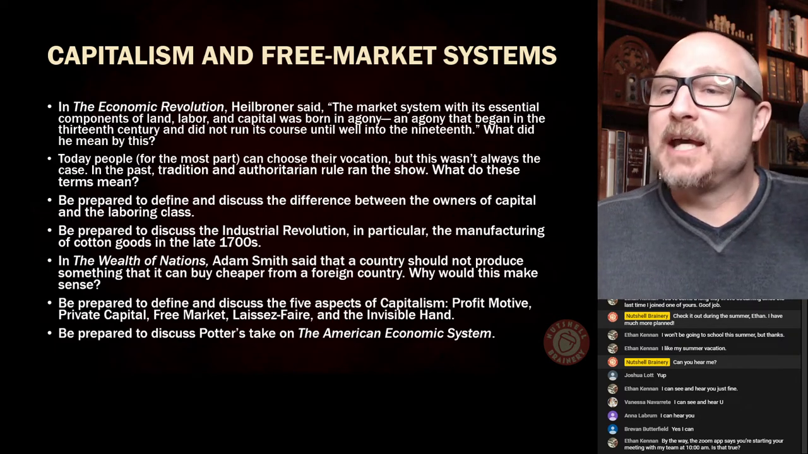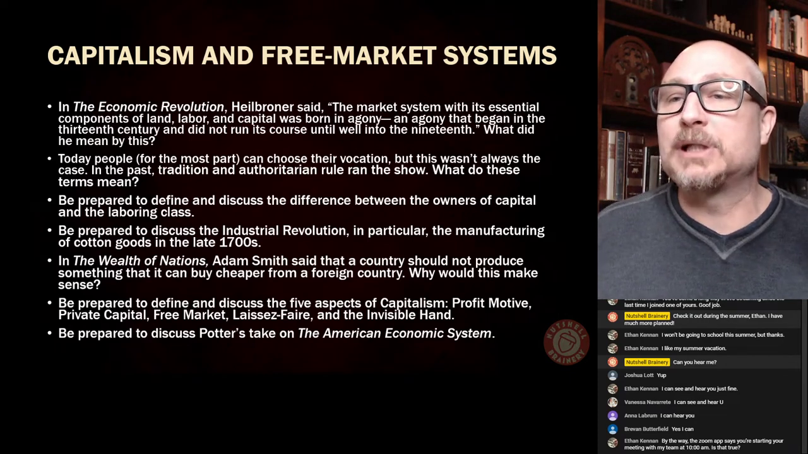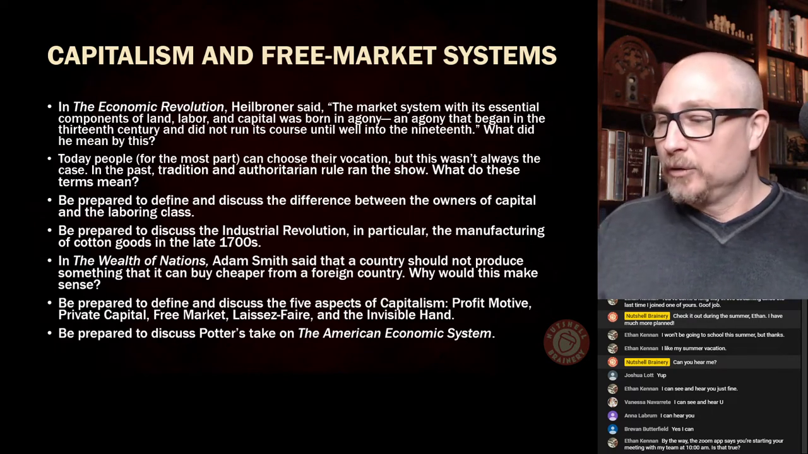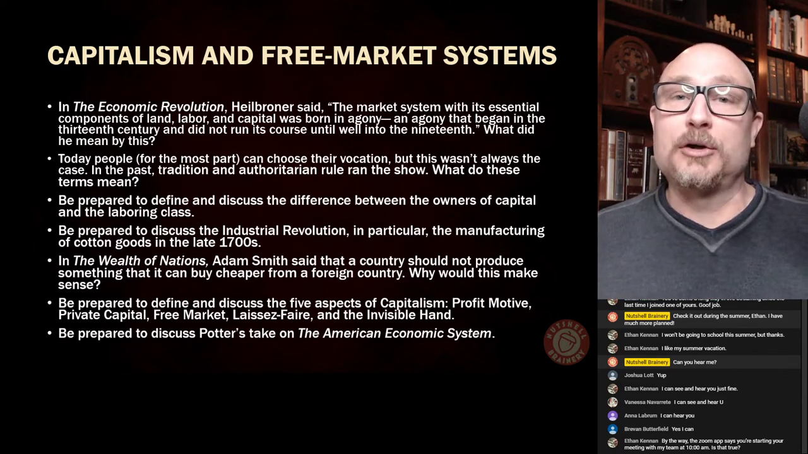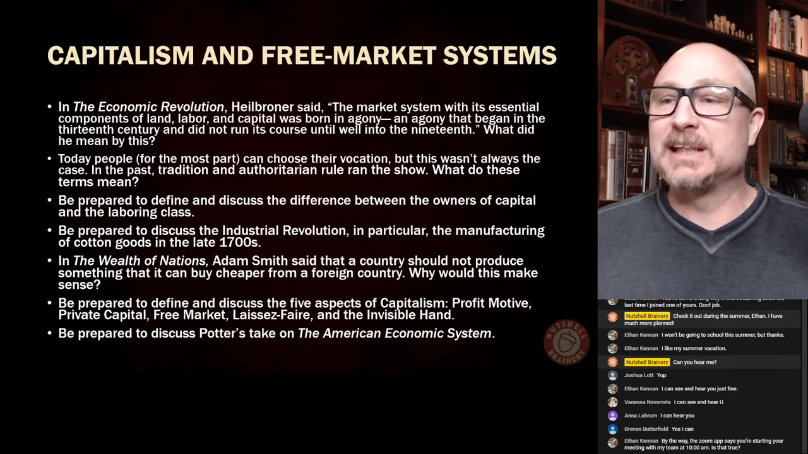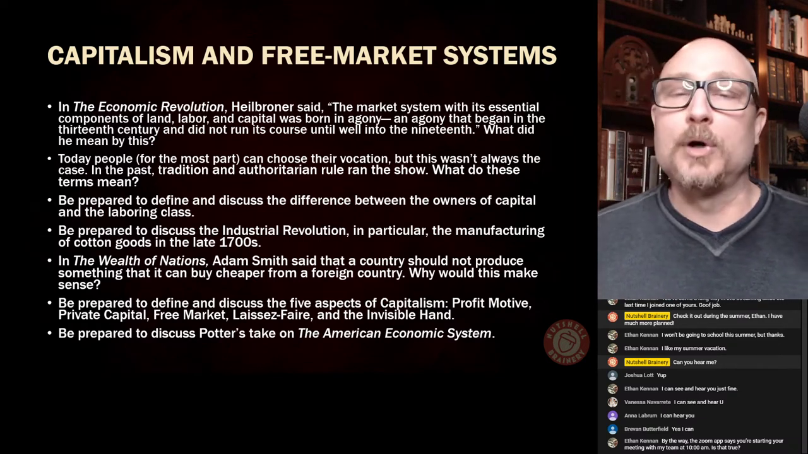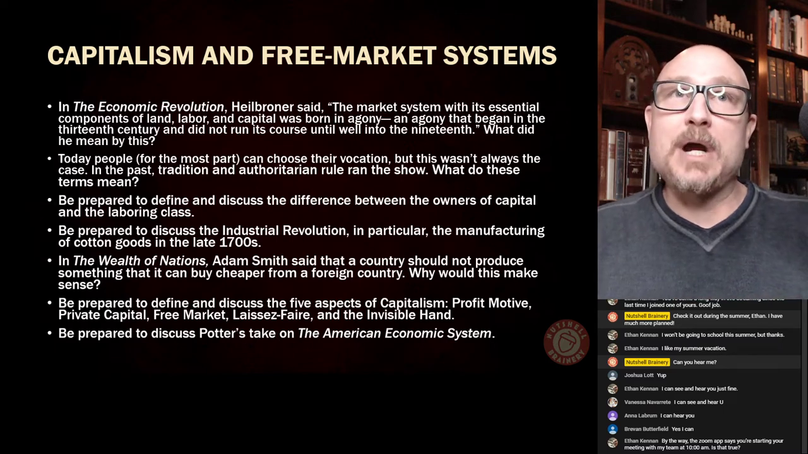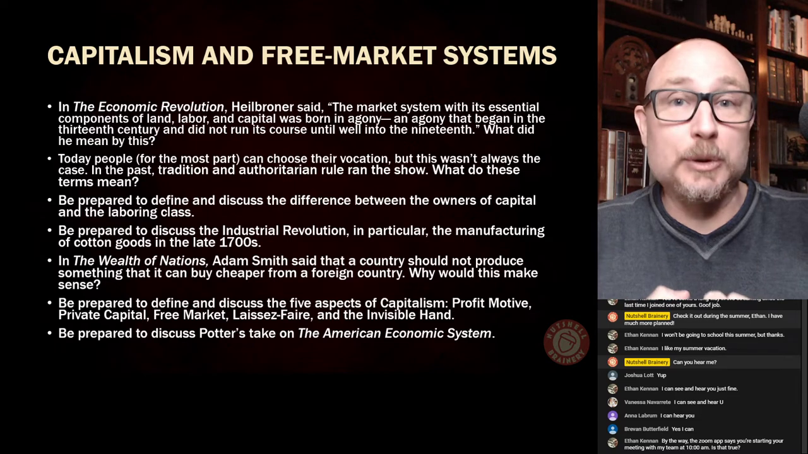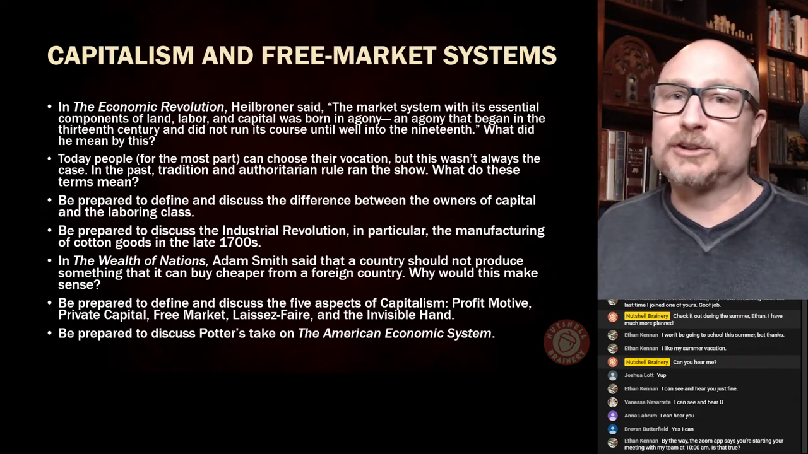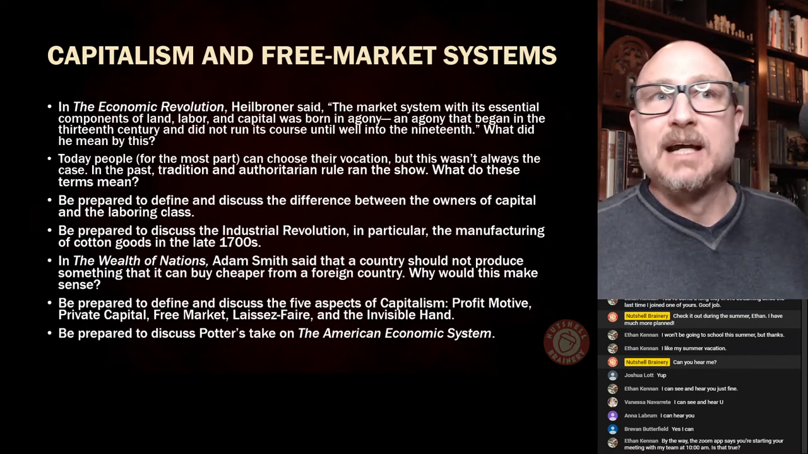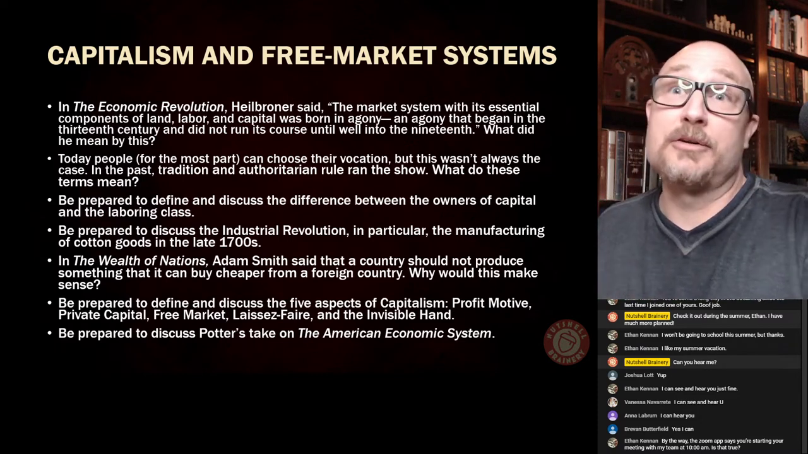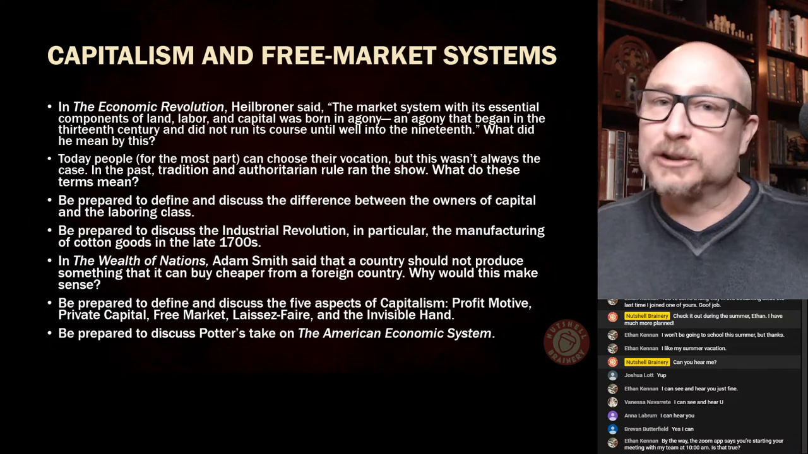Okay. In The Wealth of Nations, Adam Smith said a country should not produce something that it can buy cheaper from a foreign country. Why would this make sense? Well, you'll remember that if we want to make sure that we are efficient in everything that we do, and this leads up to the invisible hand, which we'll talk about in one moment, we want to get everything we can as cheap as possible. That way we are conservative with our resources. So if it takes me $20 to make something here, but I can buy it for $10 somewhere else, the whole economy dictates that I get it for $10 so that I can take that other $10 that I have and invest it somewhere else. That's what capitalism is all about.